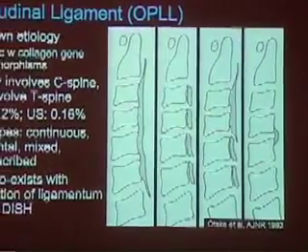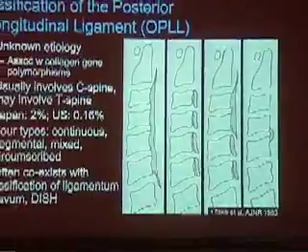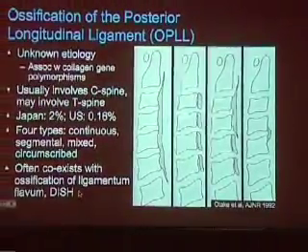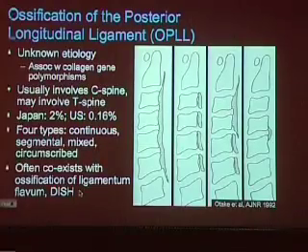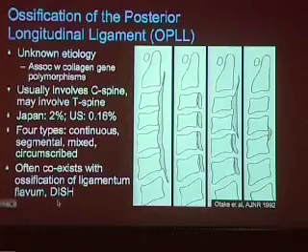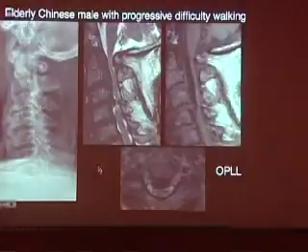It often coexists with ossification of the ligamentum flavum and also with DISH, so-called diffuse idiopathic skeletal hyperostosis. So if you have a patient with ossified ligamentum flavum or DISH, you may want to take a look and make sure that they don't also have a component of OPLL.